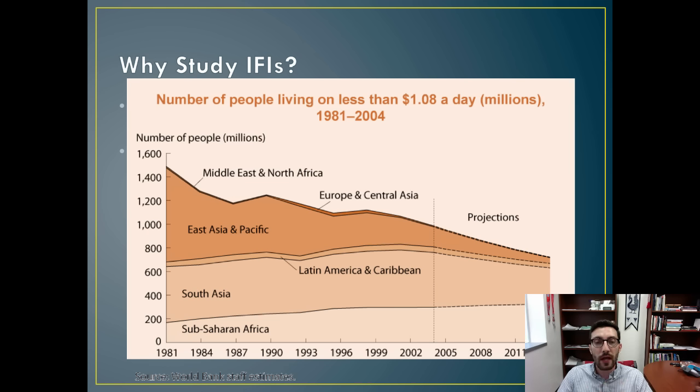Then look at countries like those in South Asia, Latin America, and the Caribbean. They have actually kind of stayed pretty steady, if not grown by a little bit. And then countries in sub-Saharan Africa have actually experienced an increase over that same time period.